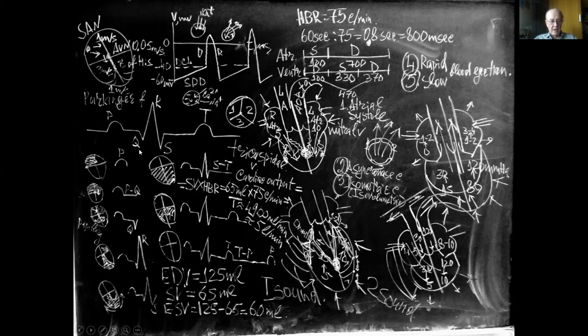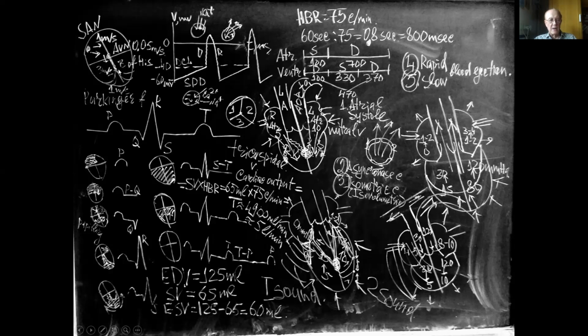What is the electrocardiogram? The electrocardiogram is the difference between electric charge on different places of the body during the excitation conduction in the heart. First of all, what is the reason of the electrocardiogram? This is the excitation conduction in the heart.